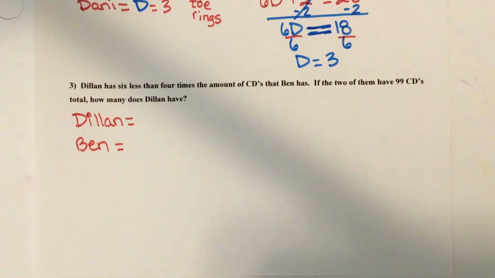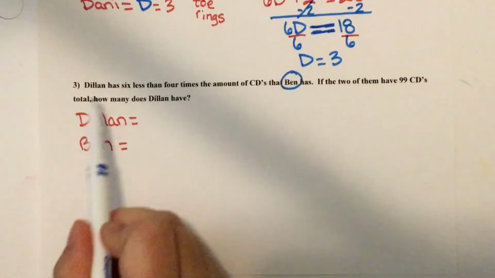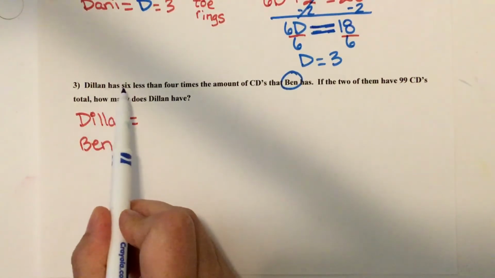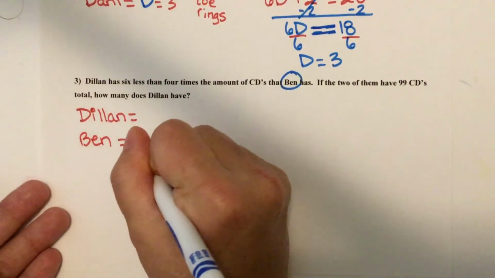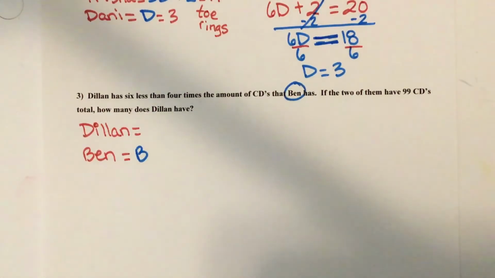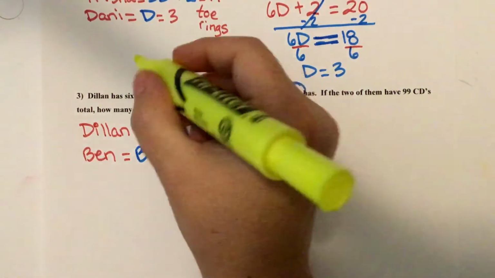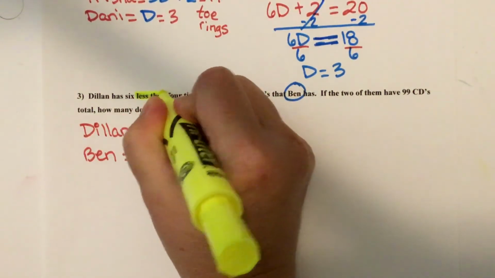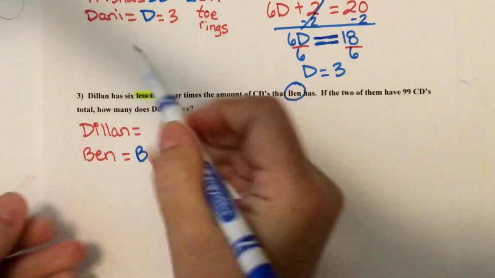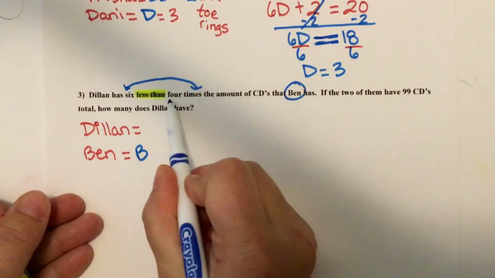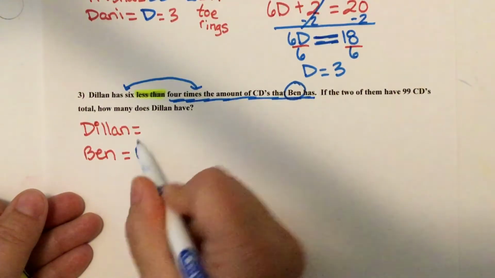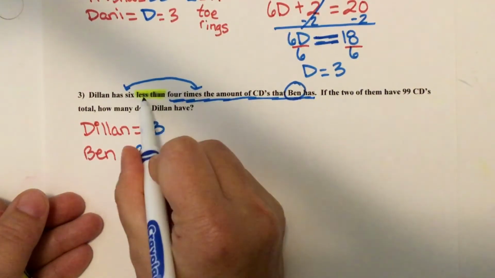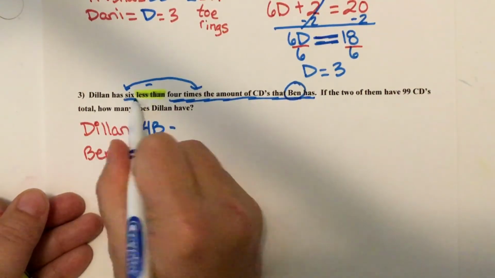Who is not described? Ben. It tells me all about Dylan. Dylan has 6 less than 4 times the amount. Mr. Ben, he's barely described, so he's going to be the single letter. So he's going to be B. Okay, do you see any switch words? Less than, more than, less than, subtracted from, fewer. So when you see those switch words, you start in the back. So 4 times the amount of CDs that Ben has. 4 times the amount Ben has. So 4B, go backwards, less than is subtraction. Go backwards in the 6.